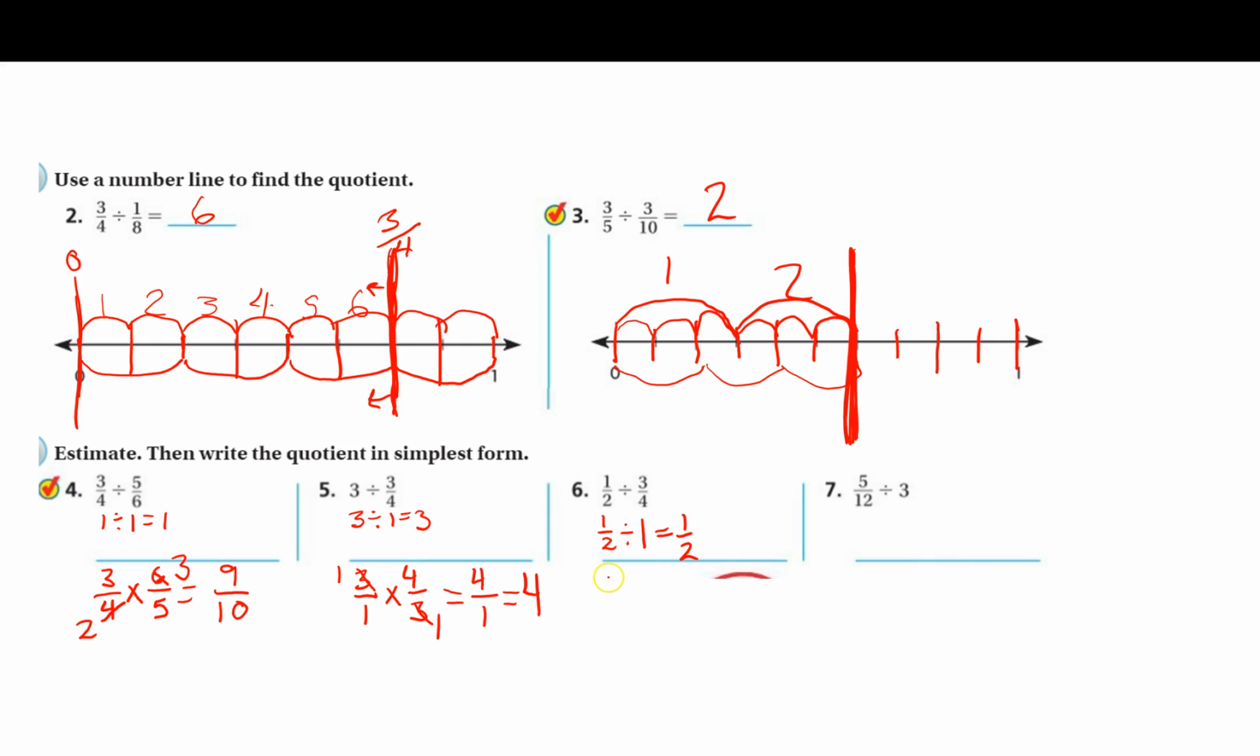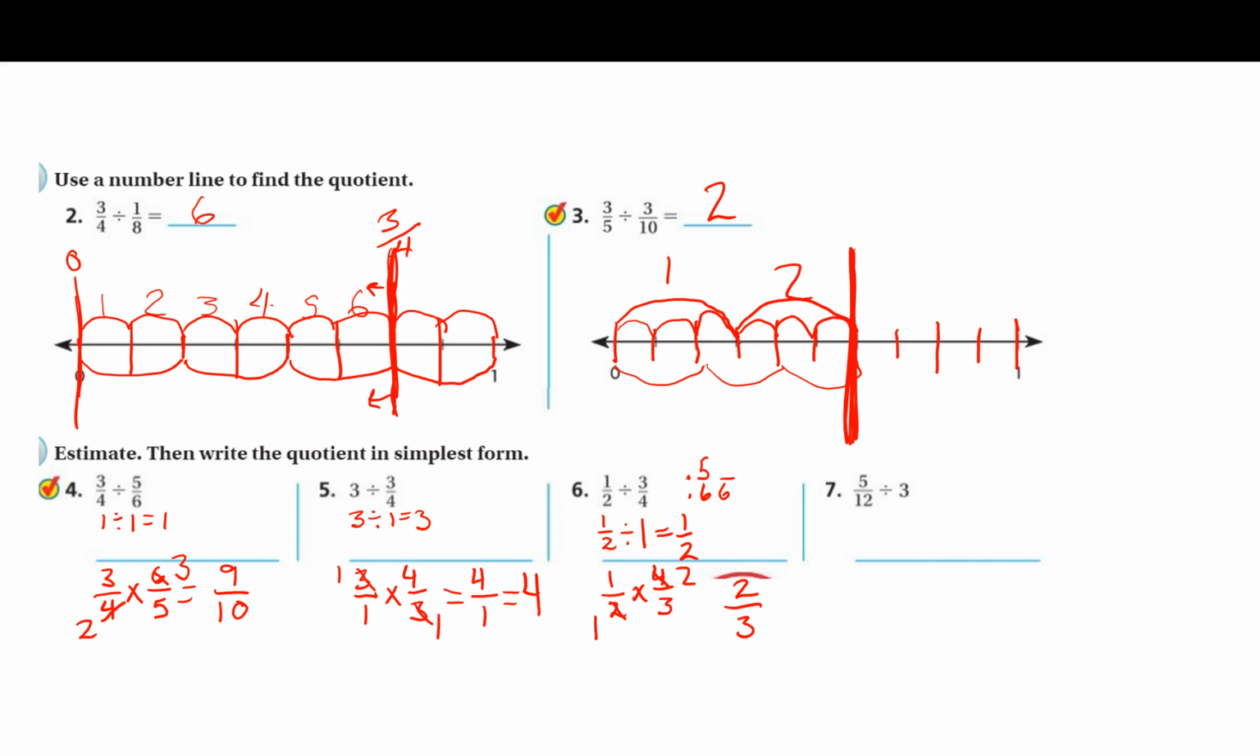And then I'm going to do copy, change, flip to get my exact answer. Copy the first fraction, change the division to multiplication, and the reciprocal of 3/4 is 4/3. Cross simplify: 2 goes into 2 one time, 2 goes into 4 twice. 1 times 2 is 2, 1 times 3 is 3, and we get 2/3. So 1/2 as a decimal would be 0.5, and 2/3 as a decimal would be 0.66 repeating. So yeah, those are fairly close.